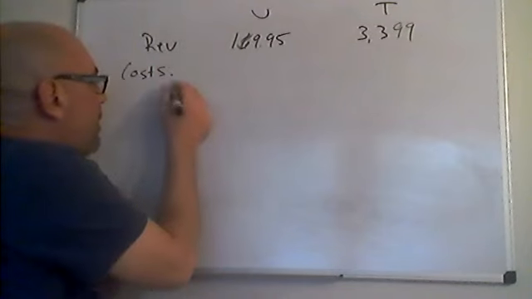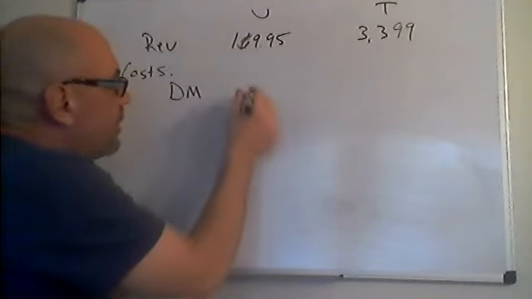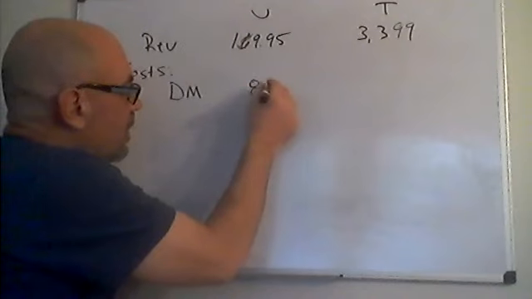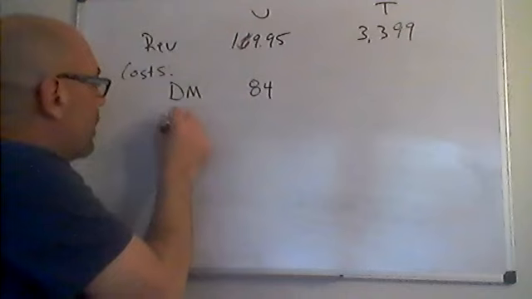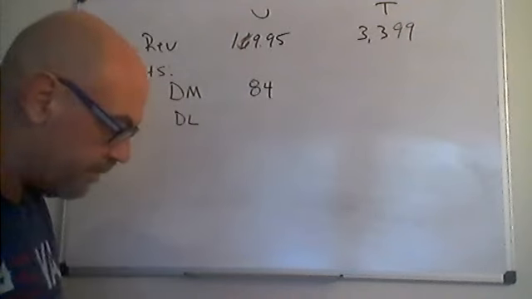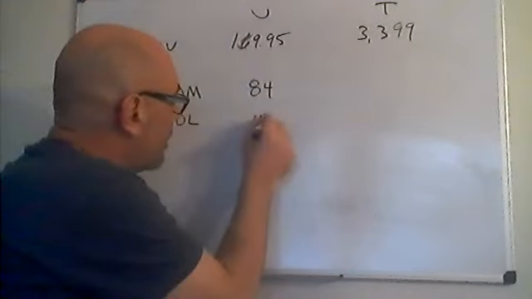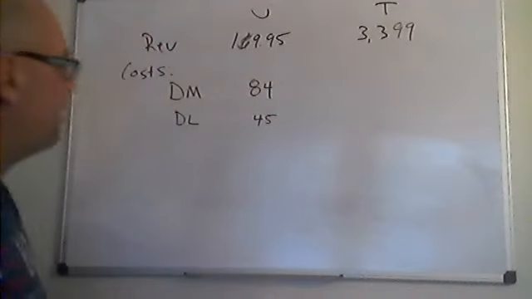So first we have direct materials. I'm just going to leave it the same at its $84 right now. Our direct labor is $45.